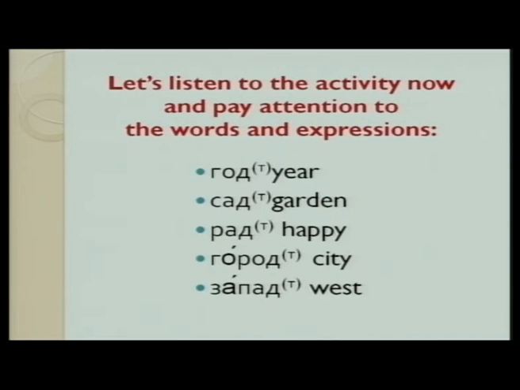God means ear, sad means garden, rad means happy or glad, gorad means city, zapad means west. And since now we have already learned how to construct simple sentences, we will make a sentence here with the help of the word gorad. Delhi это город, which means Delhi is a city.